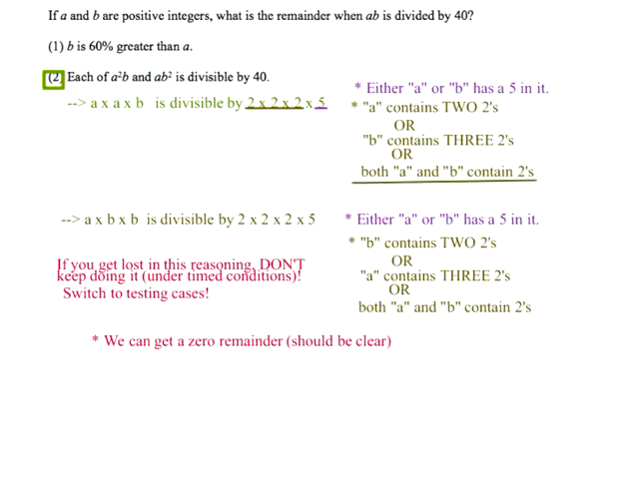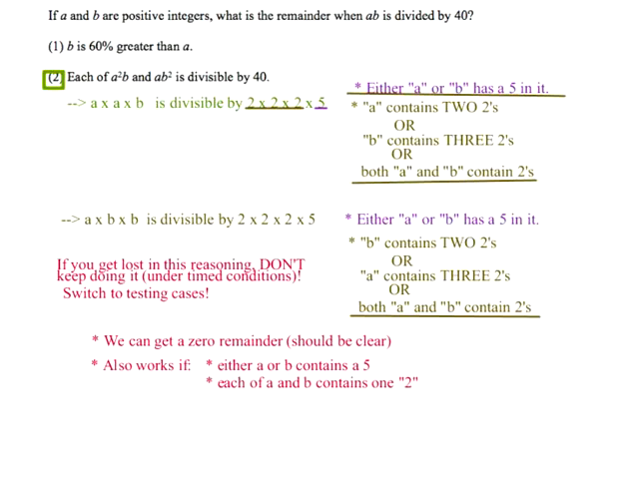But then if you have this case, that's where we get a 10, but 10 and 10 can come from there, right? It also works if you just take one of those cases and look at it. If either A or B contains a 5, and each of A and B contains a 2, so, for example, 10 and 10, then that gives a non-zero remainder.